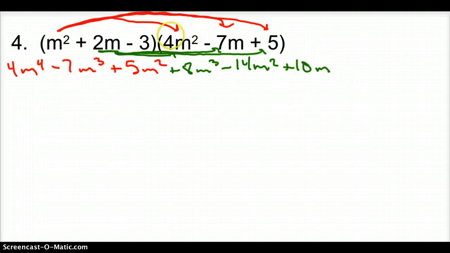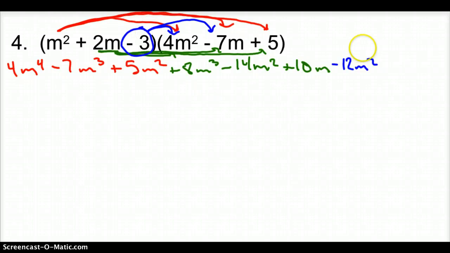And now finally, we've reached the end. We have this negative 3. We have to take that to the first term to give us a negative 12m squared. Then we have to take that negative 3 times there to give us a plus 21m, because it's a negative times a negative. And I do have enough room left to show you that we have a negative 3 times a positive 5, so it's now negative 15. Yes, it is a lot of work.